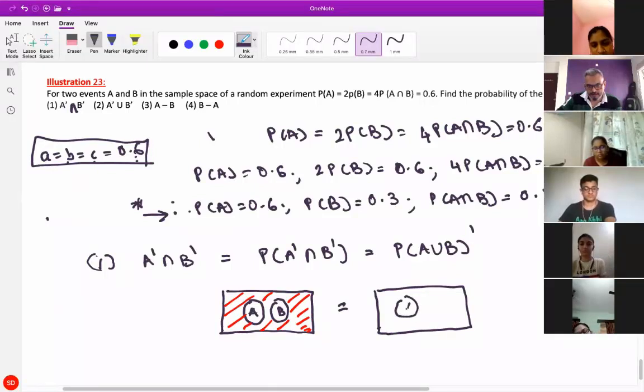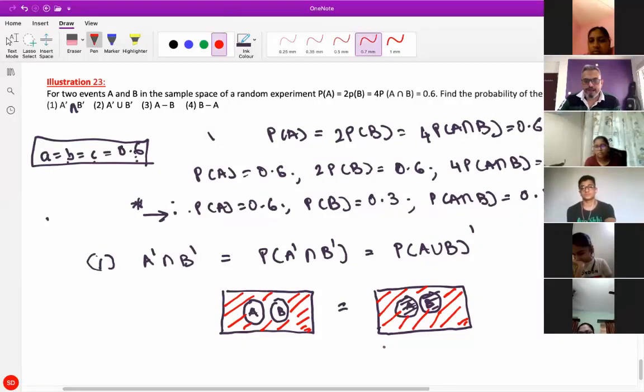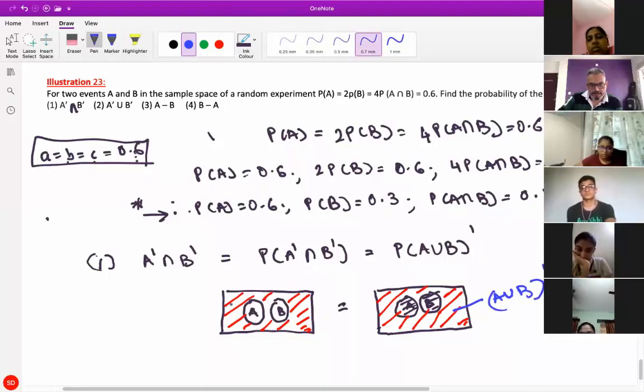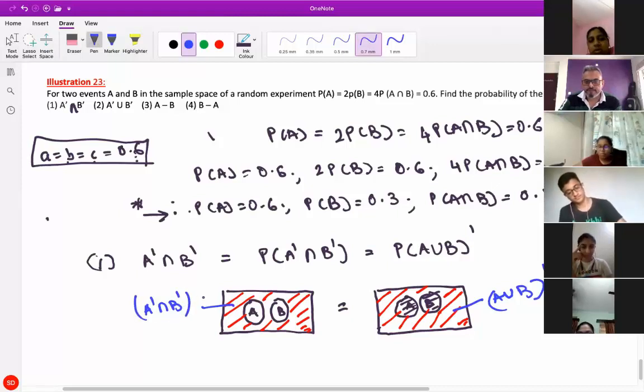Again, this is A and this is B. So A union B is the union of both, this area, and its complement means everything apart from these two. Are both diagrams the same, the area that we want? So this area is (A union B) complement and this area is A complement intersection B complement. You agree with me? All of you understood this?